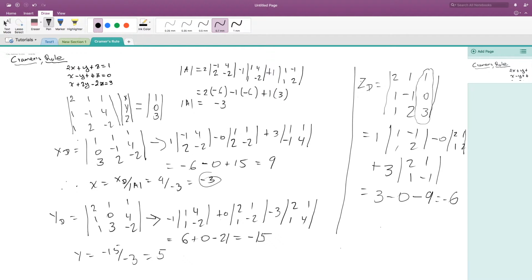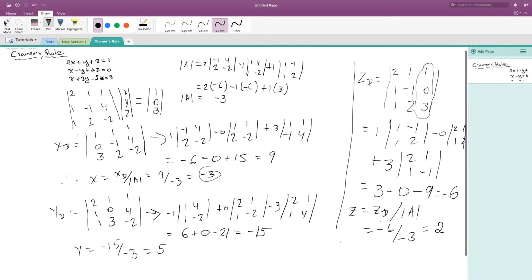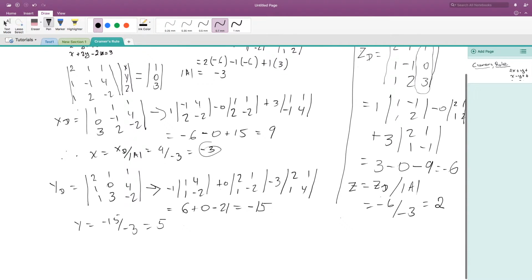So therefore, z, according to Cramer's rule, is the z determinant divided by the determinant of the coefficient matrix. So minus 6 divided by minus 3, which is positive 2. Okay, so we have the values for all the three variables. X is minus 3, y is 5, and z is 2.